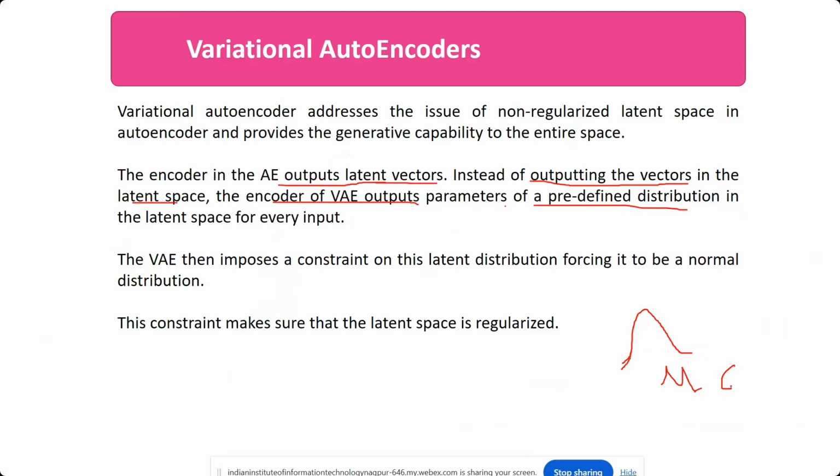For a distribution, what are the parameters? Mu and sigma. So what the VAE will do, rather than giving you a random vector, is give you the output as parameters of a predefined distribution in the latent space for every input. The VAE then imposes a constraint on this latent distribution, forcing it to be the normal distribution. Again, we are trying to follow the normal distribution for that latent space. This constraint makes sure that the latent space is again a regularized one.